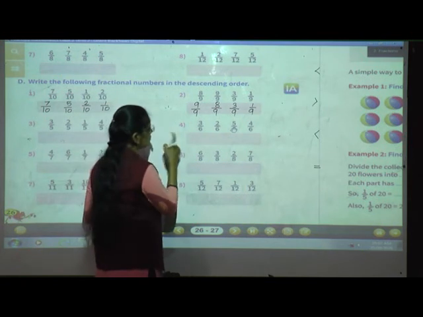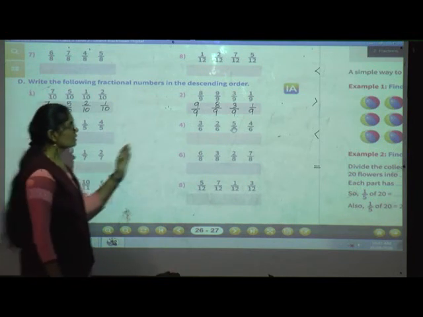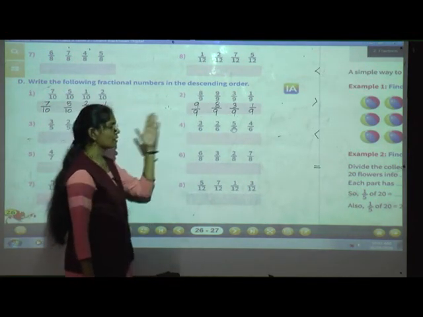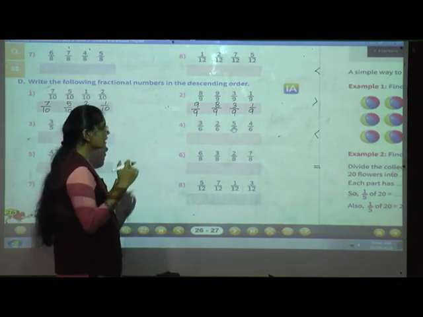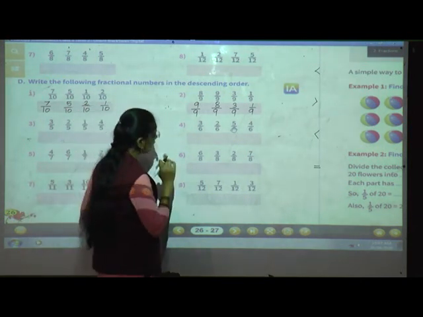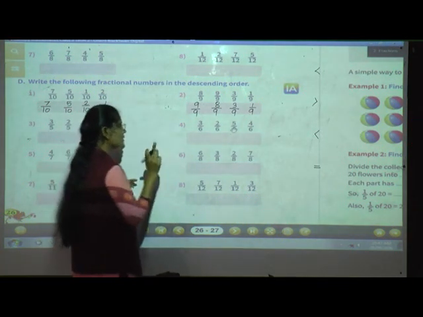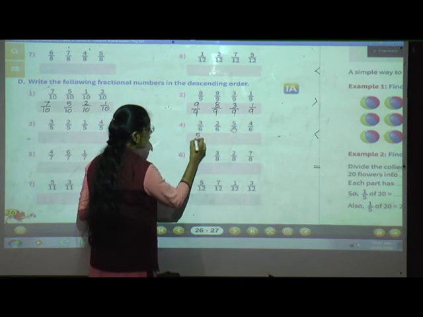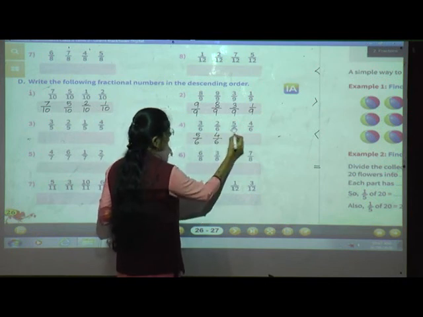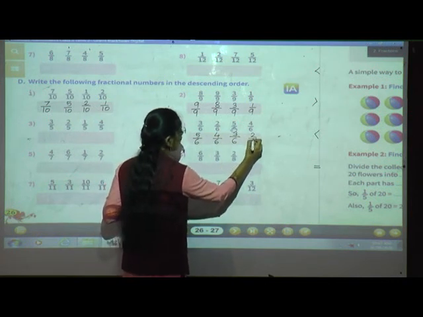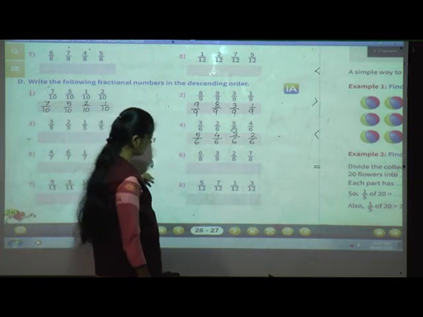Okay, now see this fourth example. 3 by 6, 2 by 6, 5 by 6 and 4 by 6. Arrange all these fractions in descending order. Now descending order means from biggest to smallest. In a decreasing way you have to arrange all the fractions. Now among all these 4 fractions, which one is greater? Yes, 5 by 6 is greater among all the fractions. Then 4 by 6. Then 3 by 6 and the last 2 by 6. Okay, clear? Okay, now we'll move to the sixth example.